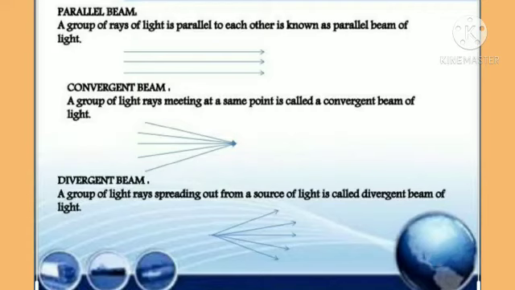So, the three types of beams are parallel beam, convergent beam, and divergent beam. When the light rays are parallel to each other, then it is a parallel beam of light. When the light rays come to a single point from many directions, then it is a convergent beam. When the light rays arise from a single point and then scatter in different directions, then it is a divergent beam.